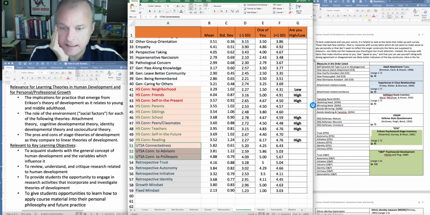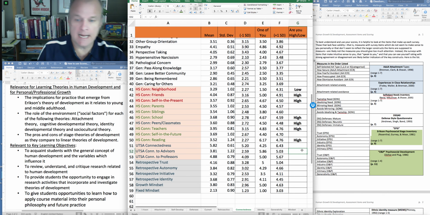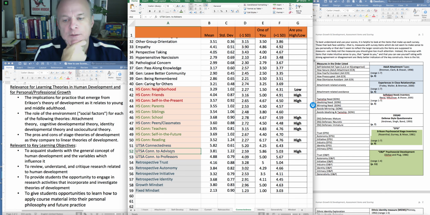connectedness at college now, we see them as being high on connectedness to advisors. Now, this scale was developed for working with undergrads. So in the case of this person, I'm not sure who advisors refers to, frankly, because we have advisors in the departments that help in some ways, but I'm not sure who that would be. Maybe it would be faculty advisors, but there is a connectedness to professors, and that's not necessarily high. So that person would need to look and say, who are they thinking of when they scored these high? Because their overall connectedness to UTSA is actually a little bit low.